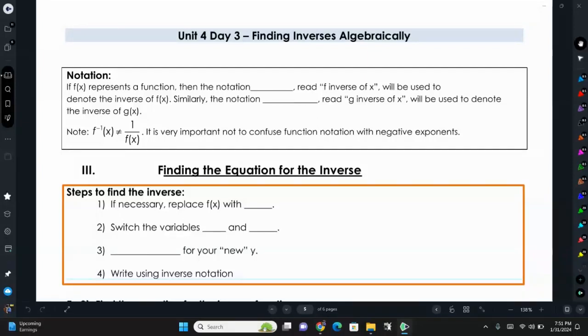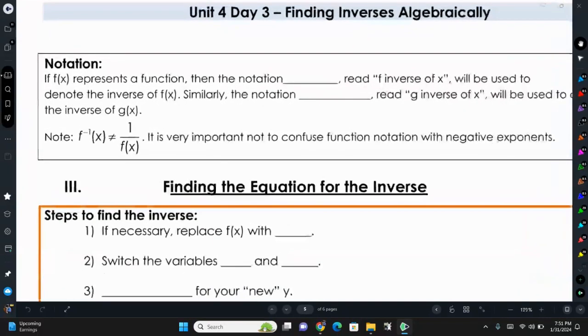So we have talked about inverses when it comes to a table, and then we discussed domain and range and really focused on tables of functions and their inverses. Then we moved on to graphs and how to look at a graph and tell if that function has an inverse that's also a function. Now we're going to move to the algebraic representation and look at how to find inverses algebraically.